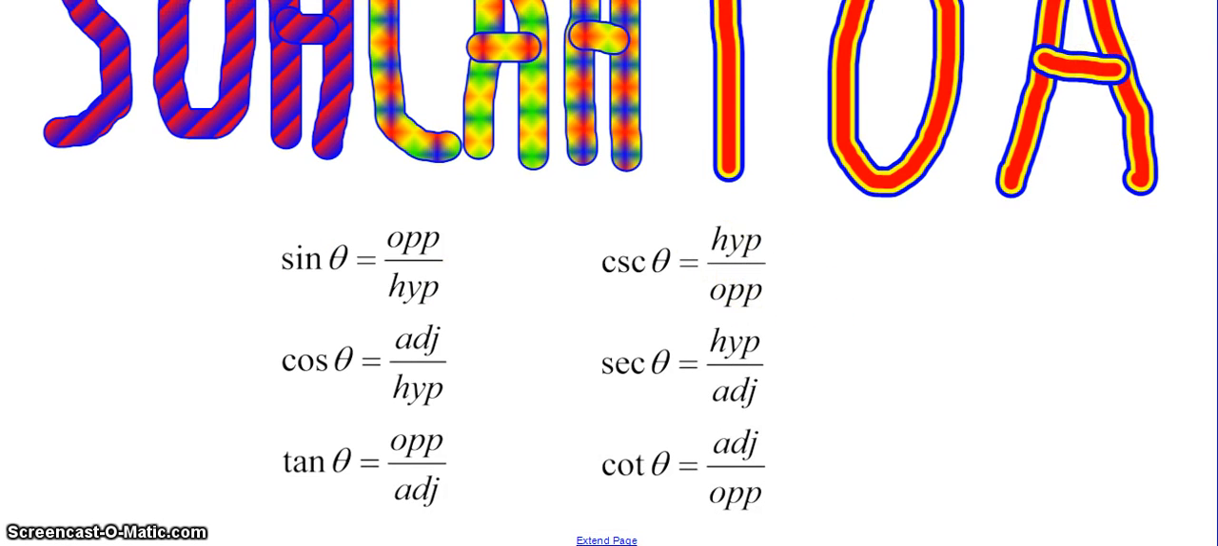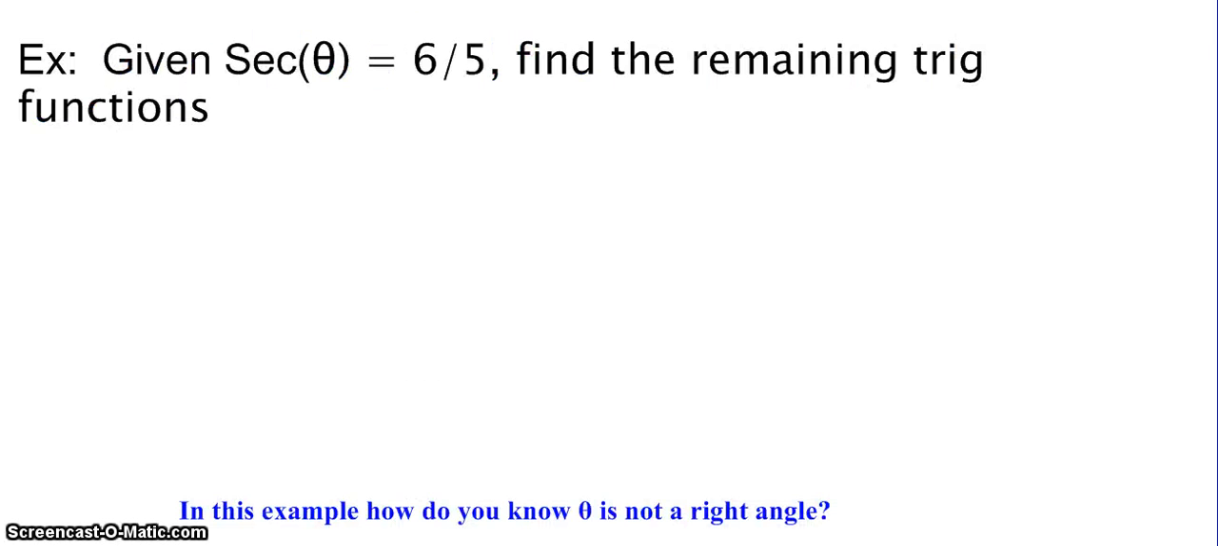Alright, now let's use that. If you are told that the secant of theta is 6/5, I want you to find the remaining 5 trig functions of theta. Pause the video, do that. Unpause when you're ready to compare your answers.